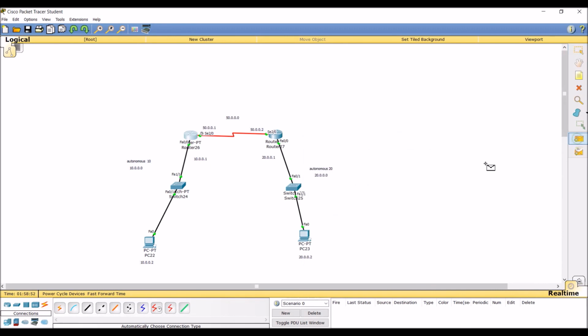Now let's transfer a message from this PC to this PC. It is showing failed. Let's try again. Failed. Okay, now it is showing successful. Okay, it is showing successful. Let's try another time. Okay, so this is the BGP routing protocol. Thank you.